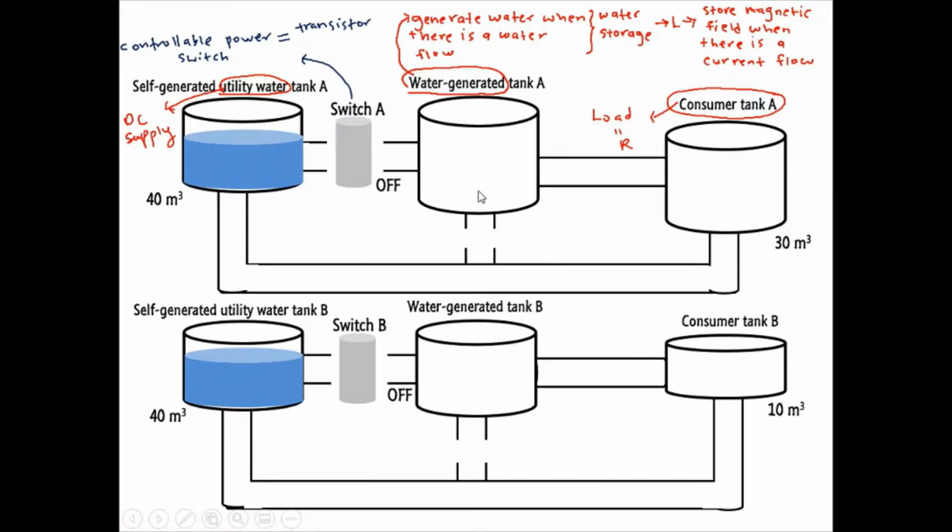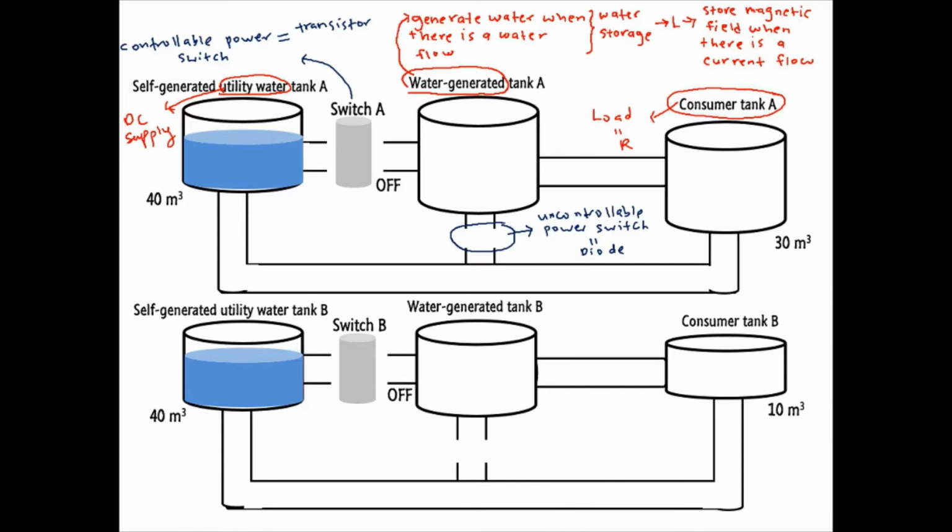Once the tank has stored enough water, the controllable switch must be turned off. When that happens, another switch is automatically turned on to maintain the water flow between the water-generated tank and the consumer tank. This switch cannot be controlled, and it will turn on whenever the controllable switch is turned off. In the DC converter circuit, a diode is used to maintain the connection between the inductor and the resistive load.